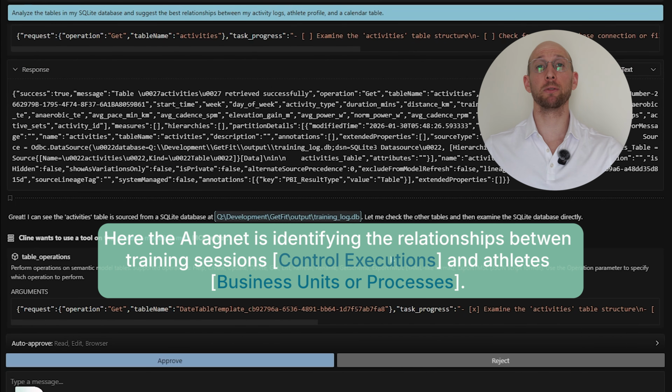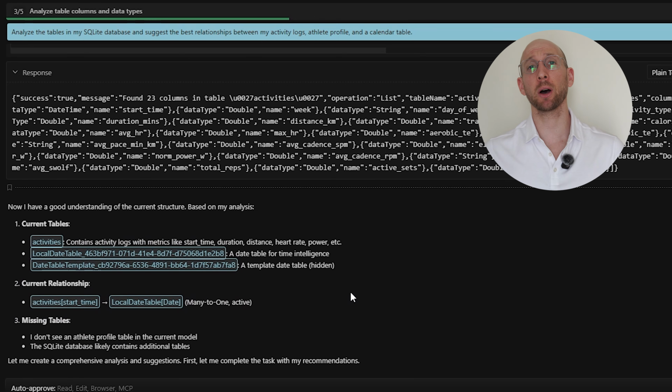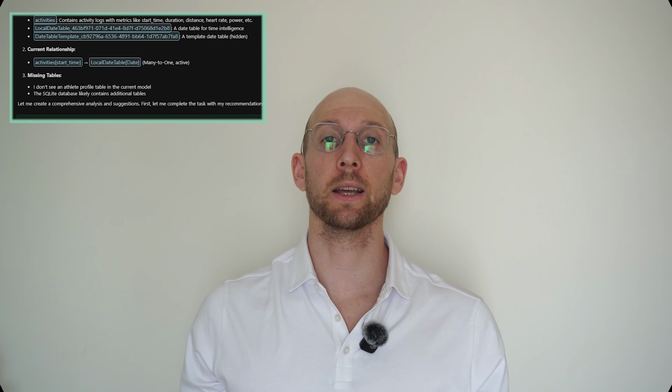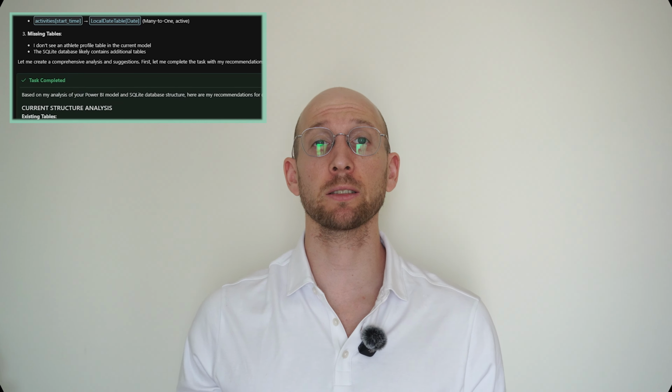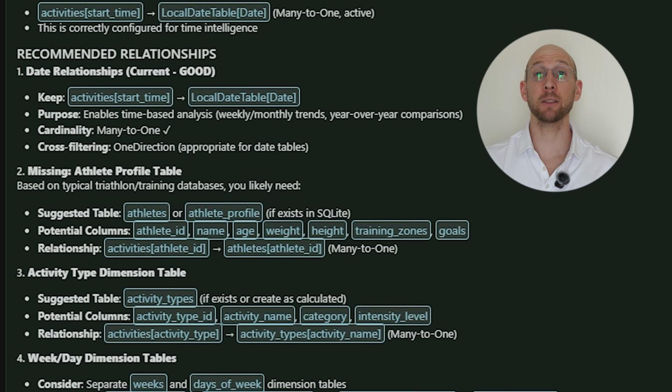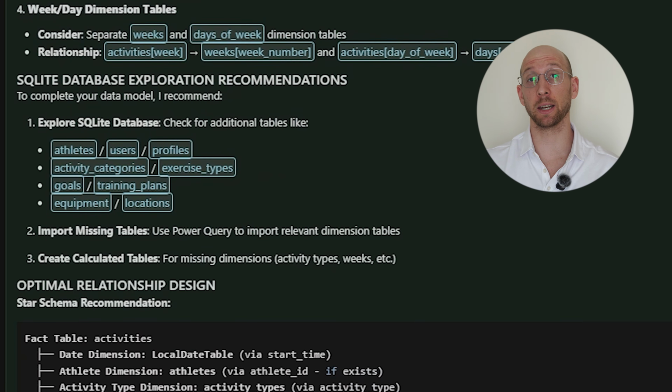Here, MCP is reviewing the underlying schema and identifying how entities relate to each other. In a risk controls context, this is equivalent to mapping risks, controls, assessments, and business units, and making those relationships explicit rather than assumed.